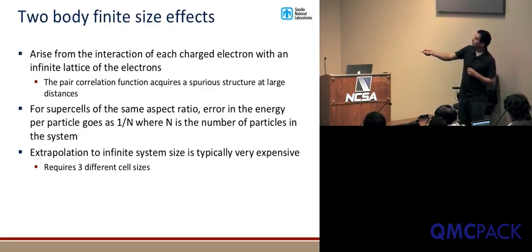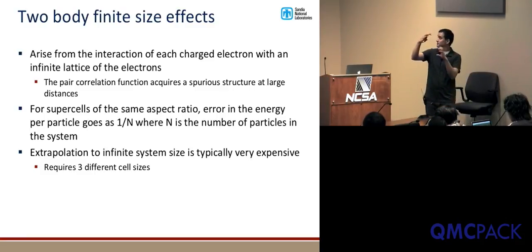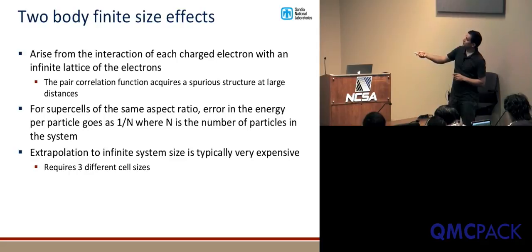So for supercells of the same aspect ratio, that means I take a cube, make it larger, right? The error in the energy per particle from this spurious two-body finite size effect goes as 1 over N. It's the number of particles. So it's pretty slow to converge.